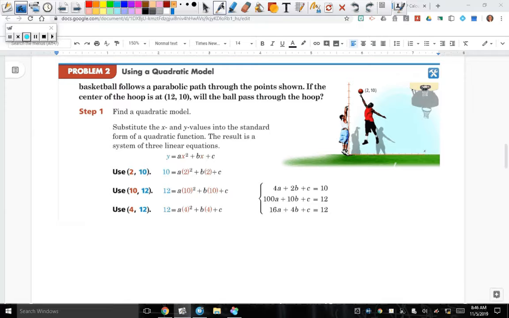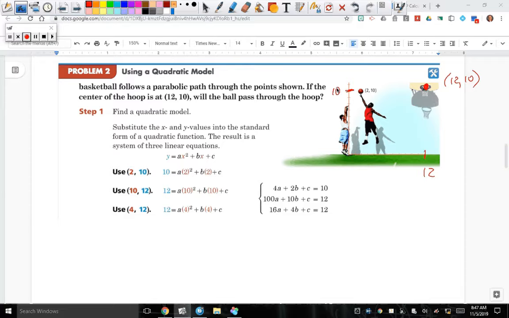Not just yet. Okay. So using a quadratic model, a basketball follows a parabolic path through the points shown. If the center of the hoop is at (12, 10), so let's say this center right here, the point is (12, 10). Its x value is 12. Those of you who don't know, the goal is 10 feet high. Okay?